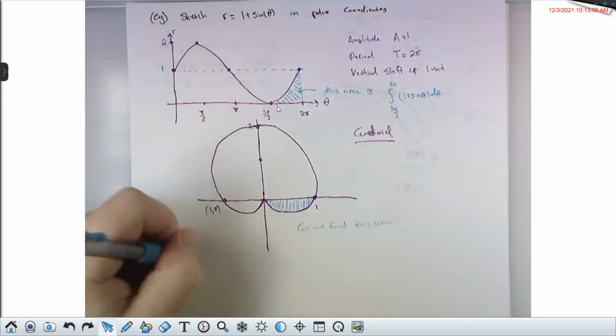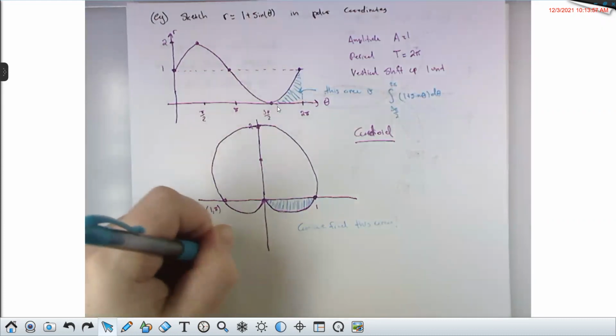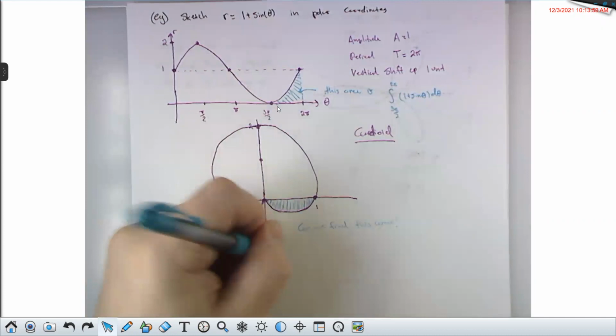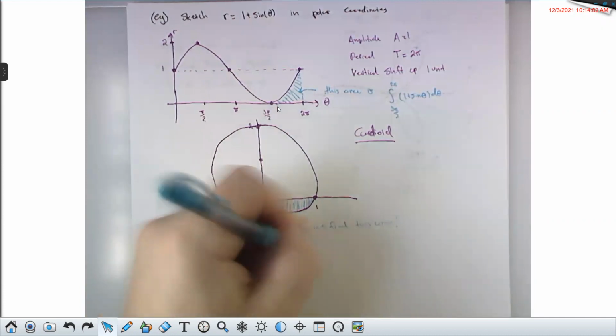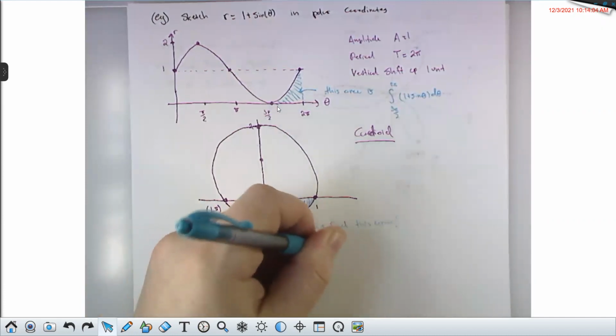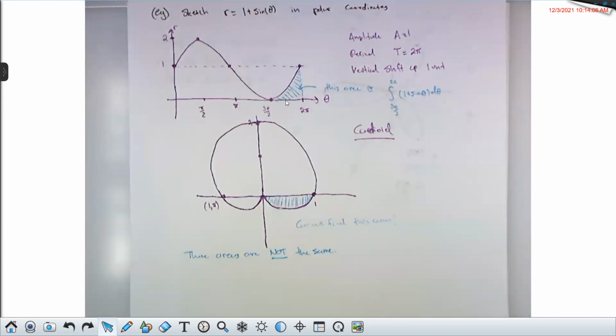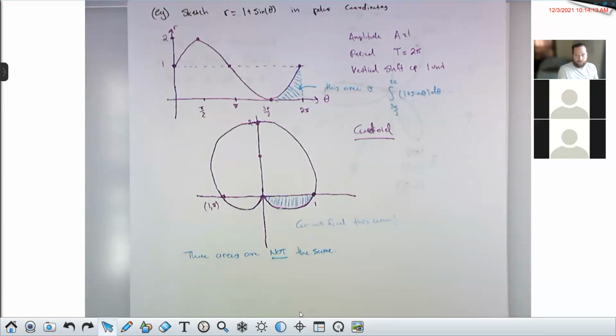These areas are not equal. These areas are not the same. The process of transforming the graph from Cartesian coordinates to polar coordinates is not area preserving. There's a name for such maps, but I don't need to tell you what that name is because this isn't one of them. It's not anything like an isometric map. So if you want to find this area, you can't just integrate the function. That doesn't work.